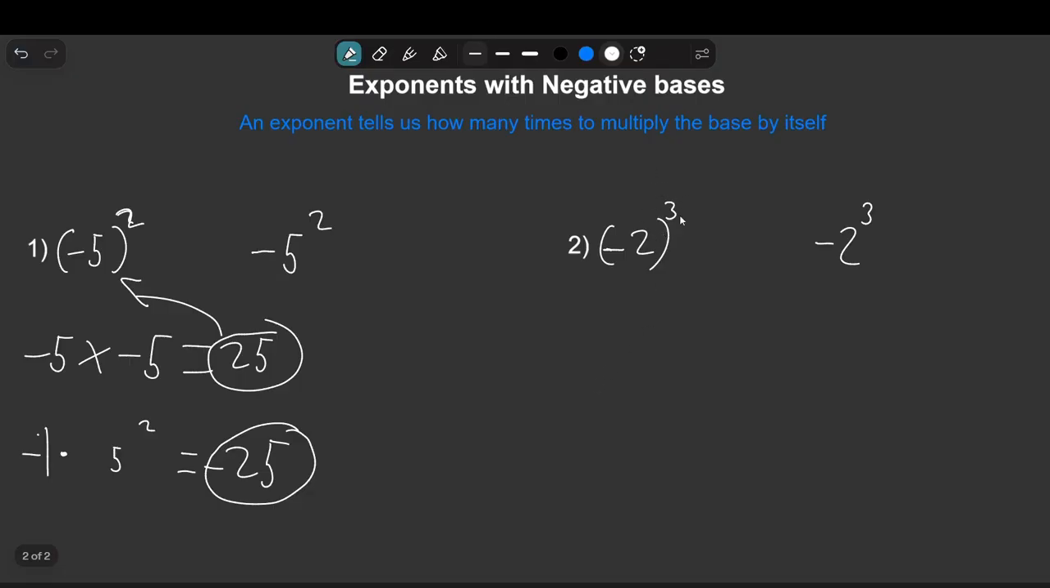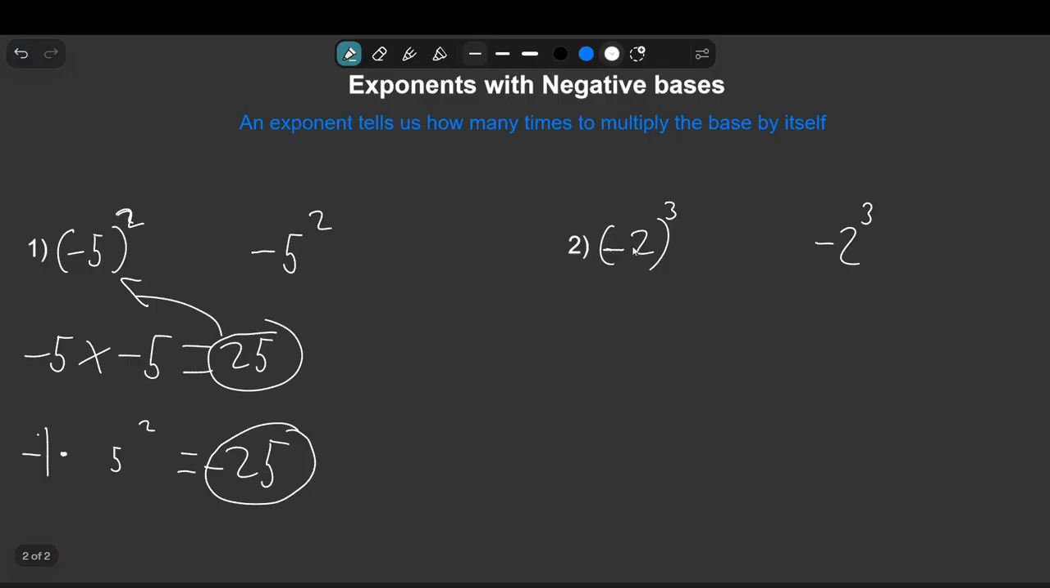Here you can see our exponent is 3 instead of 2. This means we have to multiply the number by itself 3 times. But for this one, with the parentheses or without, we're going to end up with the same result. I'm going to show you guys how. So let's just write it out.